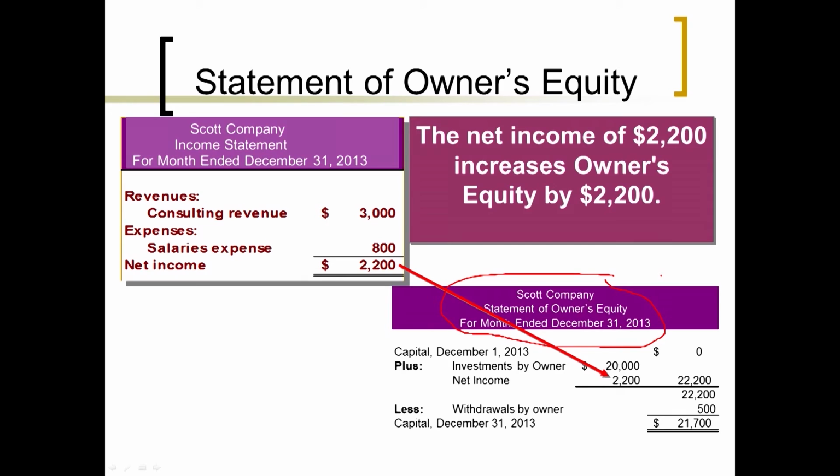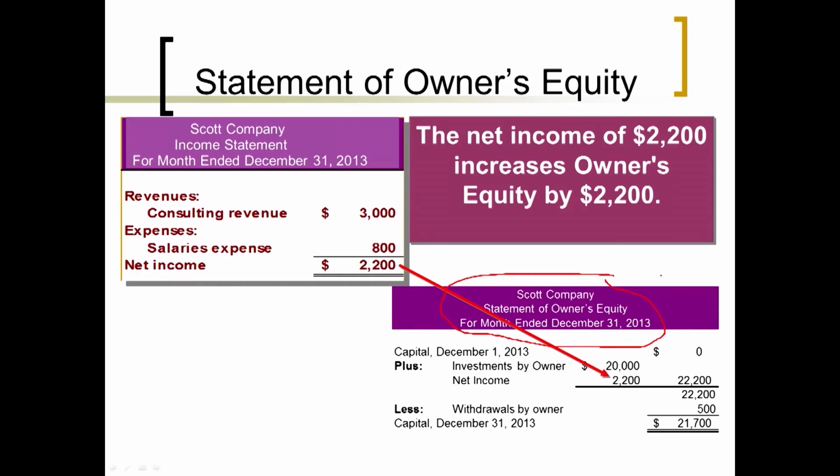Now, I want to point out something very important here as well. What's the beginning balance of capital? What number? 0. I do not want you to think that the beginning balance of capital in the statement of owner's equity is always 0. As a matter of fact, it's extremely rare that it is 0. The only reason it is 0 in this case, going back to that slide, is because this is a brand new company. Are you with me?